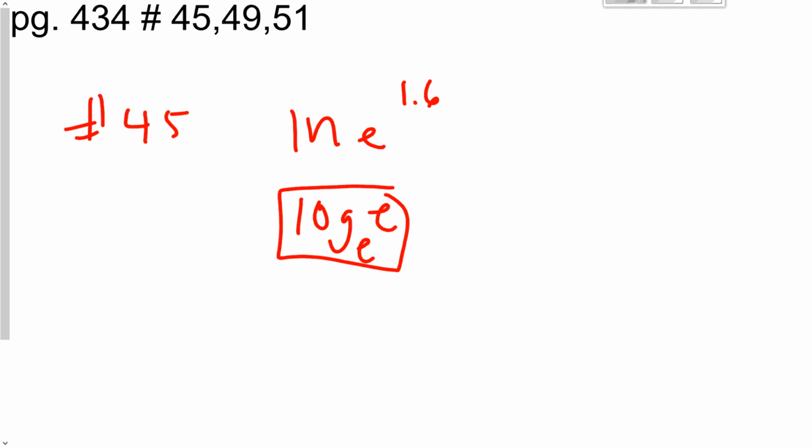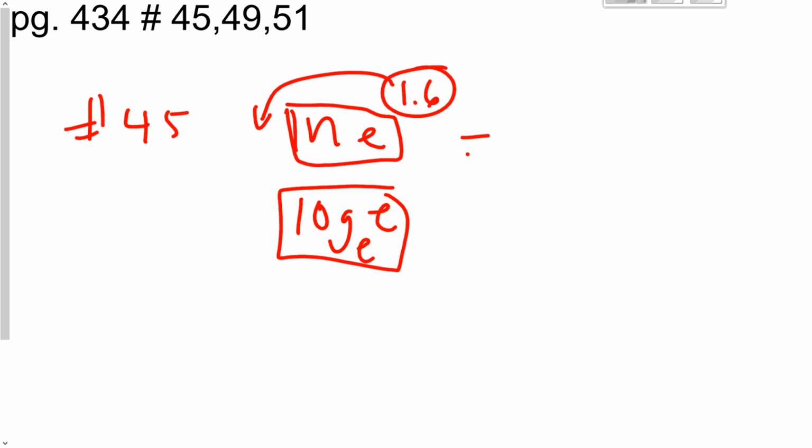We'll start on number 45 here, and we're just finding the value and rounding to 4 decimal places. So we're going to take ln of e to the 1.6. Now remember, ln is log base e, so I'm taking log base e of e. That's going to equal 1, and then I can bring the exponent out front. So this is really just 1.6, and you can put that in a calculator and it will give you 1.6.